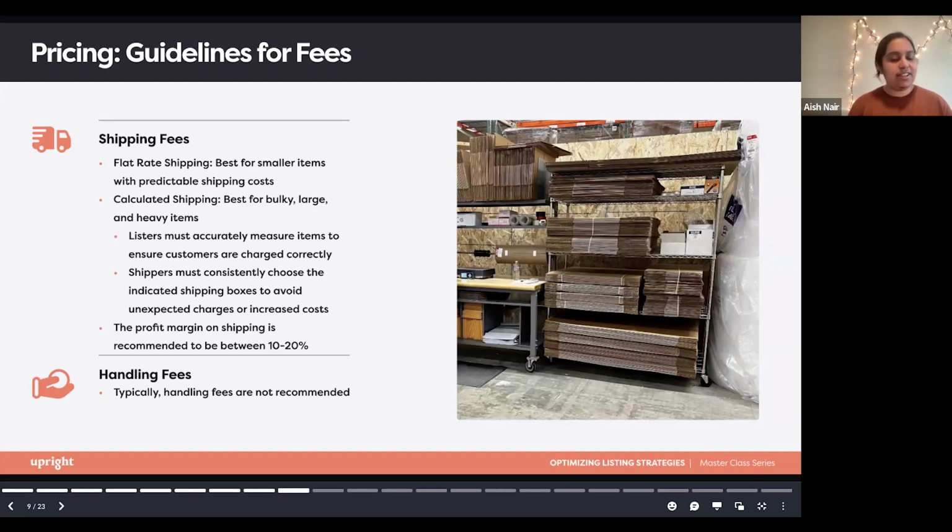With regards to handling fees, we typically don't recommend handling fees. We have currently conducted some research to indicate that the better way to go is lower handling fees. If handling fees do need to be utilized, it is better to use them on higher end items where there's a little bit more acceptance, even if there is an additional fee, than on your lower value items.